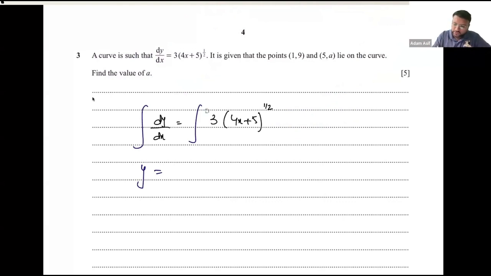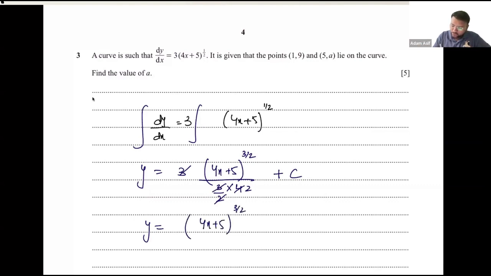How do we integrate this function? If you want, you can pull out this 3 outside the integral sign. That's your call. Now, integral of this linear bracket would be (4x plus 5) to the power of half plus 1, that is 3 upon 2, divided by the new power 3 upon 2, multiplied by the differentiation of the bracket. 4x plus 5 की differentiation हो जाएगी 4, plus the constant of integration. So (4x plus 5) to the power of 3 upon 2 divided by 2, plus c.